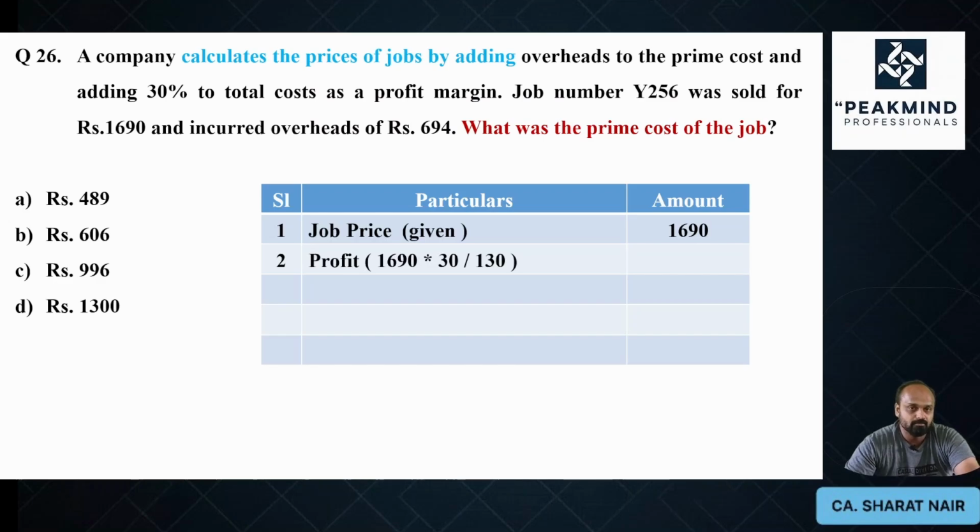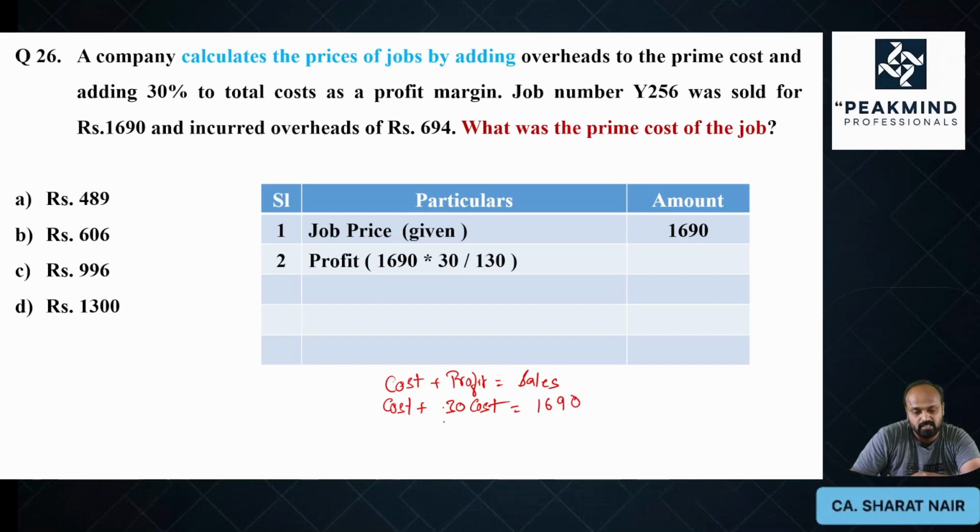Now, profit. We know cost plus profit is equal to sales. Towards the end we write profit. How to compute this profit? Now see here, we know that cost plus profit is equal to sales. What information do I have? I don't have cost information, but I have a hint about the profit, which is 30% on total cost. So 0.3, can I write like this? Cost plus 0.3 cost is equal to sales, which happens to be 1,690. So what will happen? 1.30 cost is equal to 1,690.